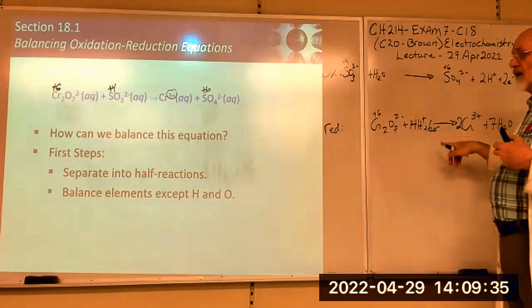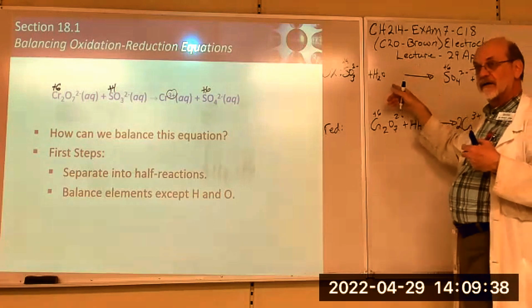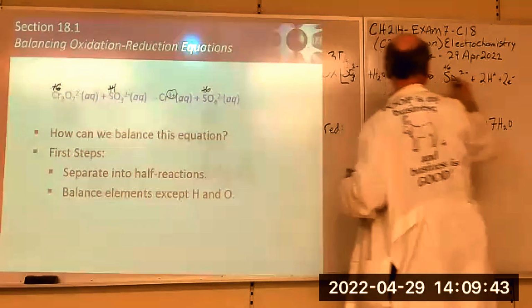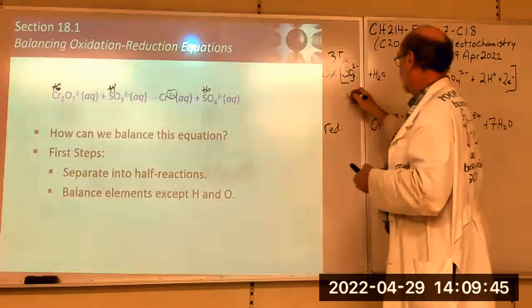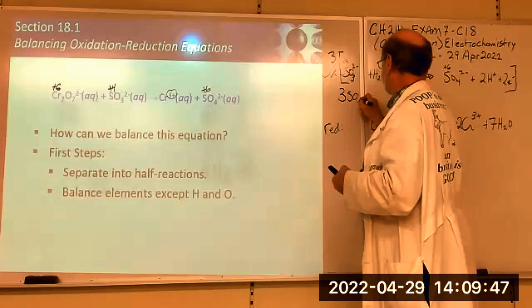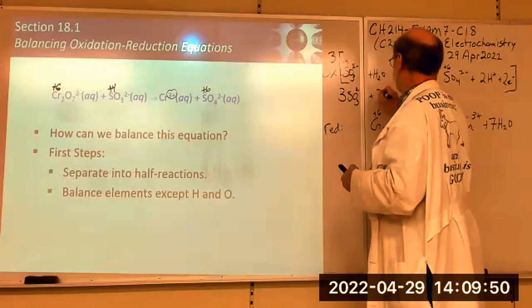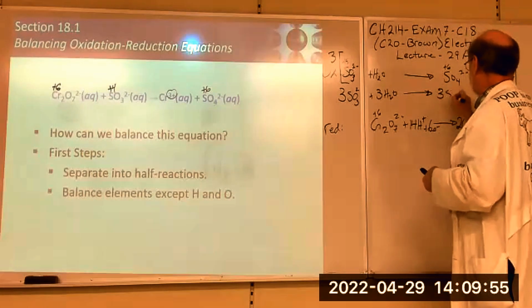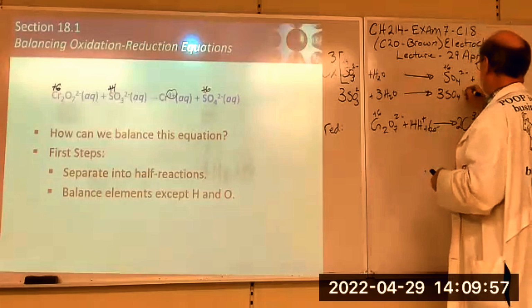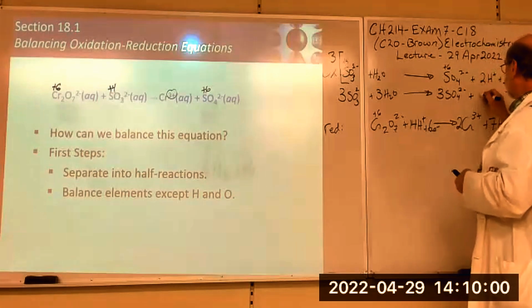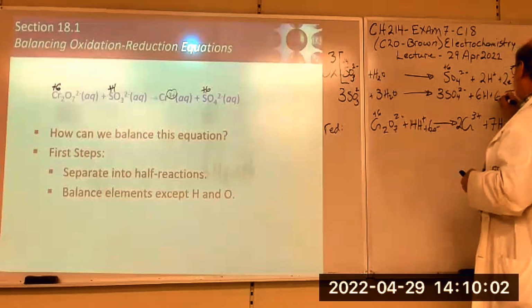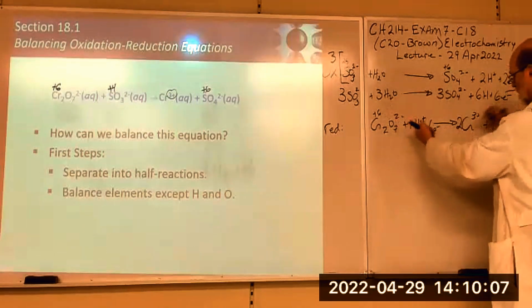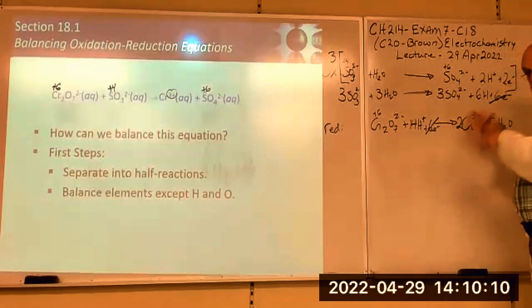2 here, 6 there. This has to be multiplied by 3. How do you do that? You put it in a bracket, put it outside, like that. So that means we have 3 sulfites, so you just do a 3 for everything. 3 waters. That's sulfite, excuse me. And 3 times 2 is 6, and 3 times 2 is 6. So now the electrons are the same on both sides, and then when we add them together, they cancel.